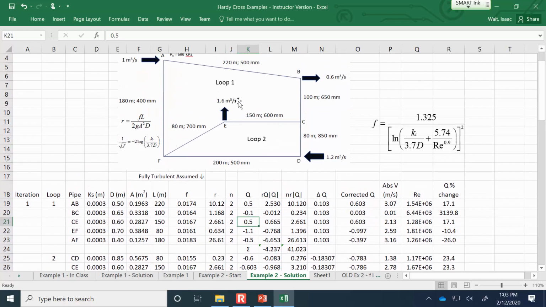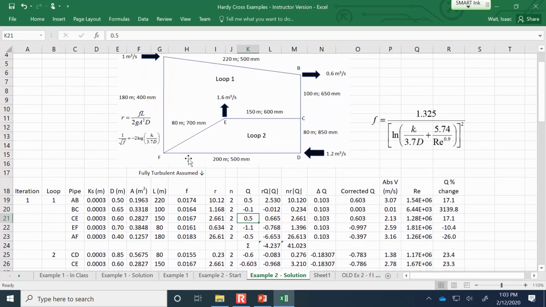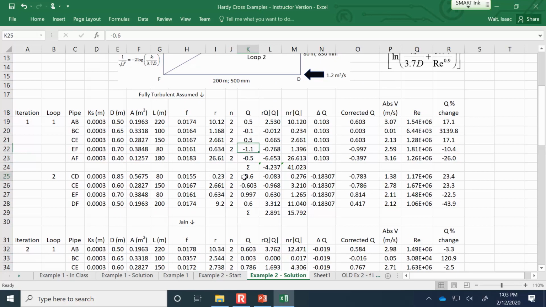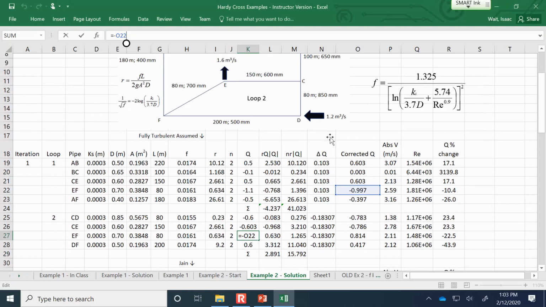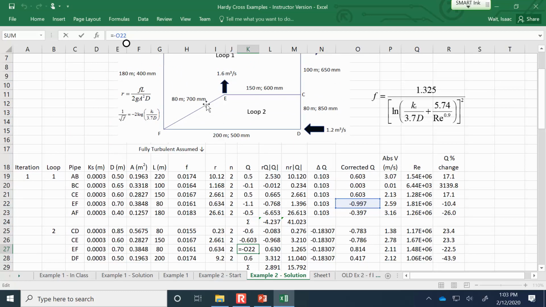We have to treat those 2 pipes special, because our initial flow rate guess isn't what we got from that initial balance that we did on paper. For those pipes that have a counterpart in the other loop, you would do the opposite of the most recently calculated flow rate from the other loop. So you'll notice it equals negative of that one. Same thing for EF, equals negative of the flow rate from the previous calculation, since it's a common pipe.